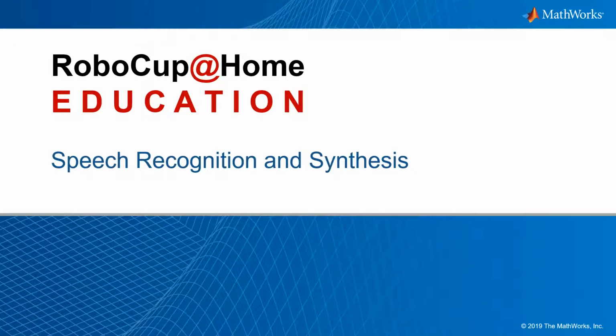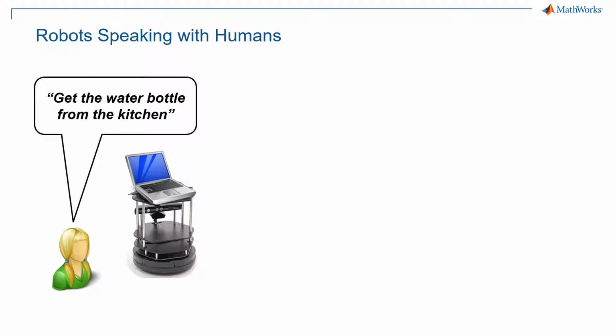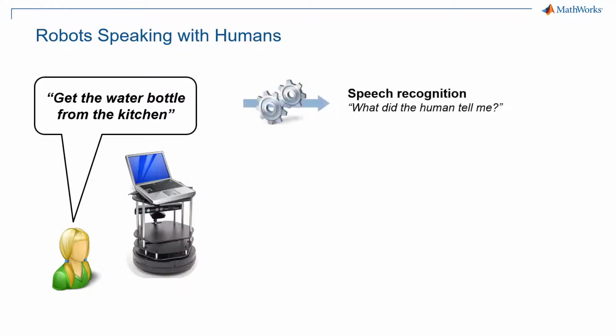In this video, we're going to be talking about speech recognition and synthesis. So remember from a previous video, we talked about interacting with the robot. For example, if you ask it to get the water bottle from the kitchen. Now I want to break it down into a couple of steps. So once you speak to a robot, the first step that needs to happen is speech recognition. In other words, what did the human just tell the robot?